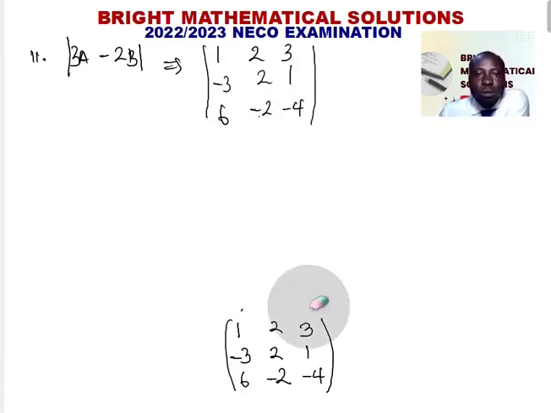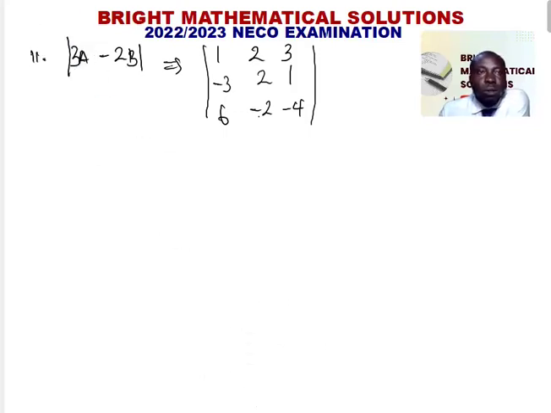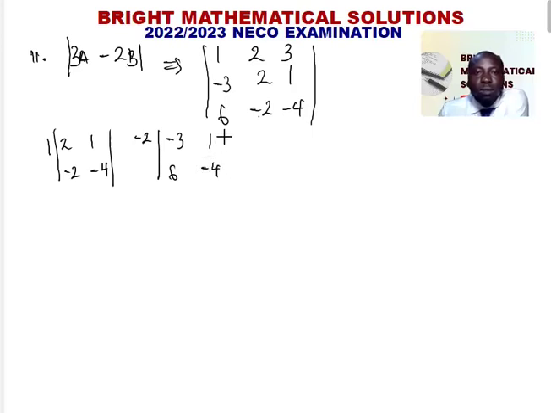So let me write this up. So the determinant now becomes, we're going to take this and multiply. So we are eliminating this and this. So what we have left is this. So that is 1, that is 2, 1, minus 2, minus 4. So minus 2, we take this. So we do the same thing. We eliminate this and this. So we have minus 3, 1, 6, minus 4.